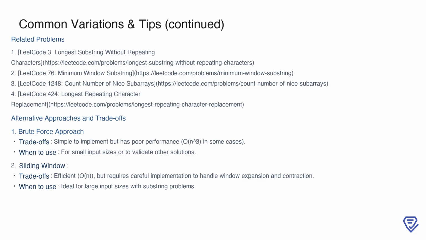Each of these problems reinforces key techniques like sliding windows and efficient counting. When exploring alternative approaches, brute force is often the simplest to implement, but its performance is usually poor, with time complexities as high as n cubed, in some cases. It's best suited for small inputs or as a way to validate more optimized solutions. On the other hand, the sliding window approach is far more efficient with a time complexity of n. However, it demands careful implementation to ensure the window expands and contracts appropriately based on the problem's constraints. Choosing the right approach depends on your input size and the complexity of the problem.